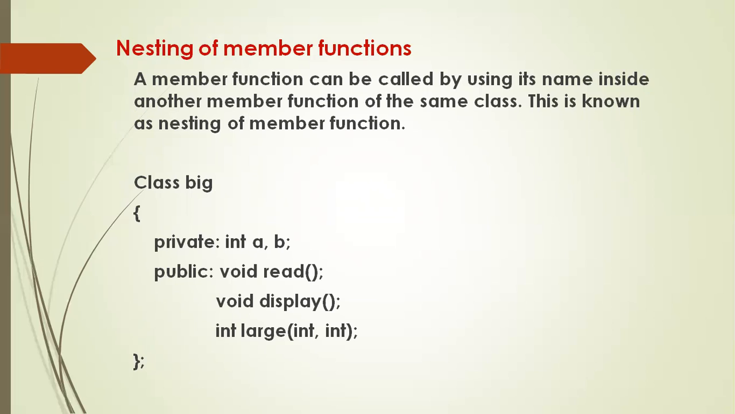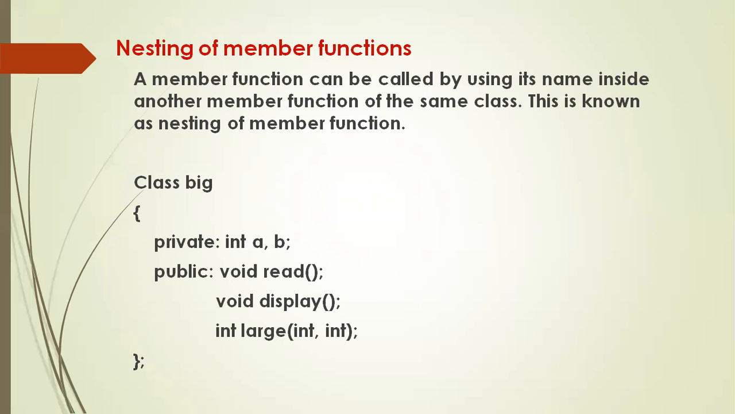All the member functions are also non-static. It's a simple example. Now I have just mentioned the prototype of all these three functions. But if you want to define them outside the class, whenever we define a member function outside the class, first you have to start with its return type. For the read function, the return type is void, then the class they belong to, big, the scope resolution operator, and the function.